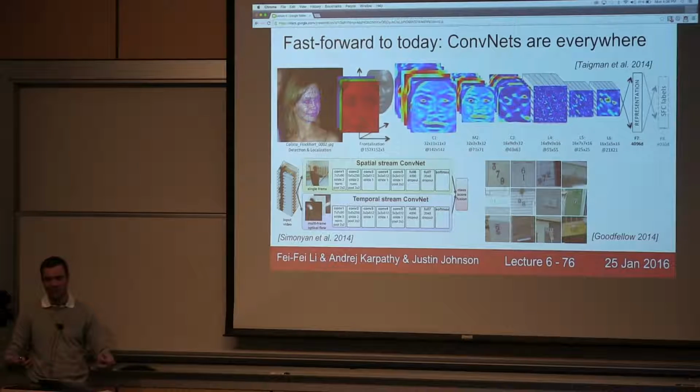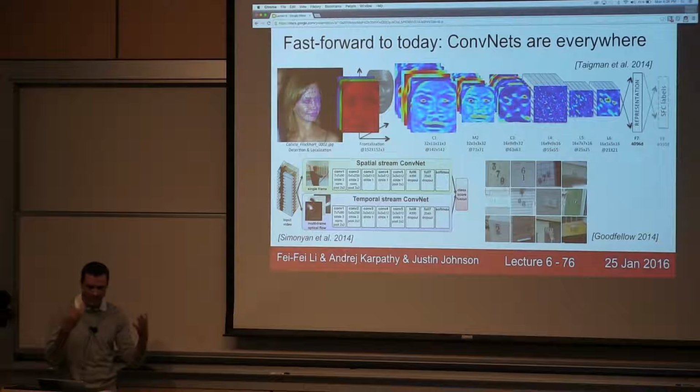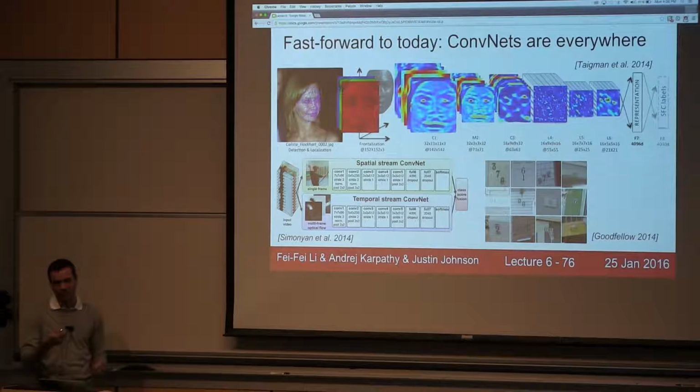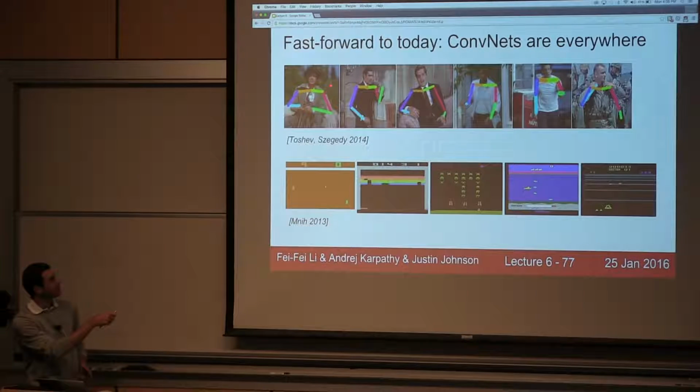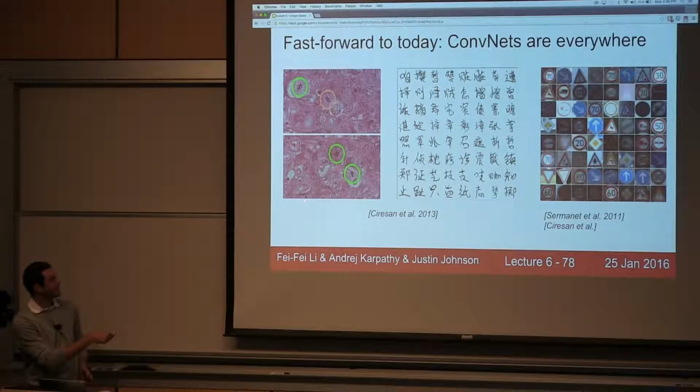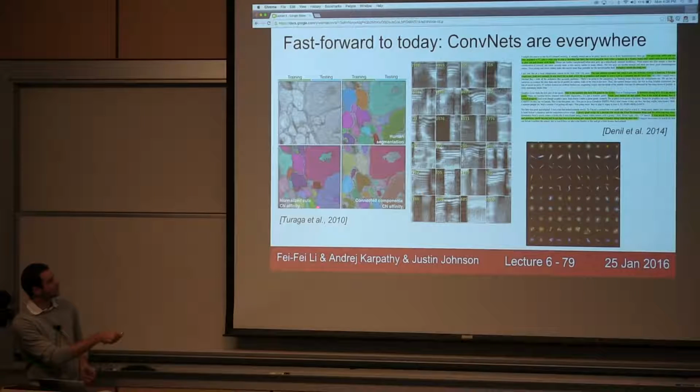So they had lots of human laborers annotate huge amounts of this data and then put a giant ConvNet on it, and it ended up working almost as well as a human. And that's a theme that we'll see throughout, that this stuff works really, really well. They can estimate poses. They can play computer games. They detect all kinds of cancer in bioimages. They can read Chinese characters, recognize street signs. This is, I think, segmentation of neural tissue.